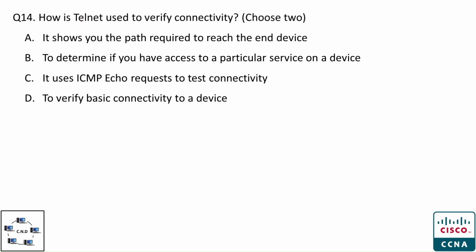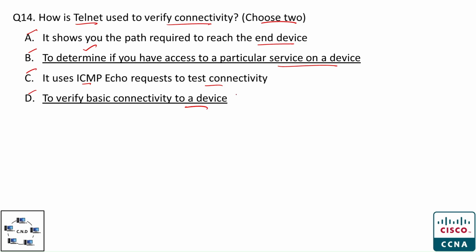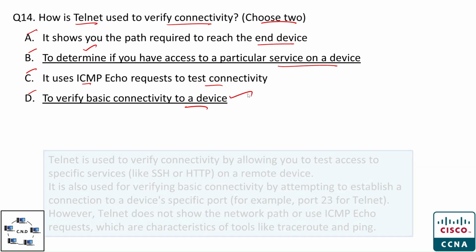Question number 14. How is Telnet used to verify connectivity? Choose two options. And the options are option A, it shows you the path required to reach the end device. Option B, to determine if you have access to a particular service on a device. Option C, it uses ICMP echo request to test connectivity. And option D, to verify basic connectivity to a device. And the correct options are option B, to determine if you have access to a particular service on a device, and option D, to verify basic connectivity to a device.